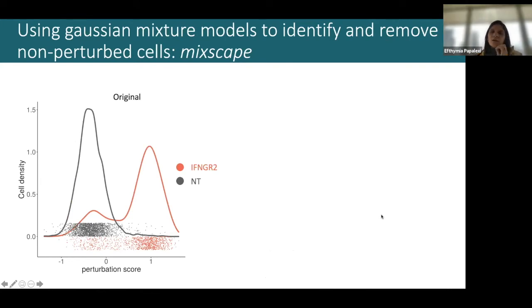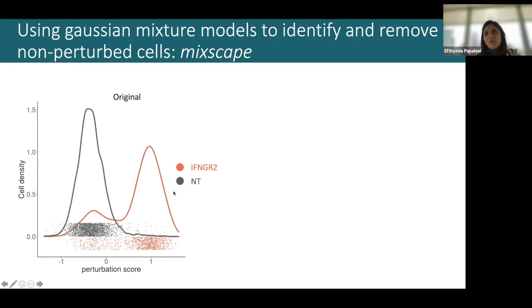So if we take our cells that express guides targeting the interferon gamma receptor 2 gene, and we want to summarize in one number the strength of the perturbation they have received, and then order them based on that strength, you get a distribution looking a lot like this red distribution I'm showing you here. And you can see there are 2 peaks, suggesting that maybe we have a mix of 2 distributions, one describing the cells that are non-perturbed, and another that describes the cells that are true knockouts.